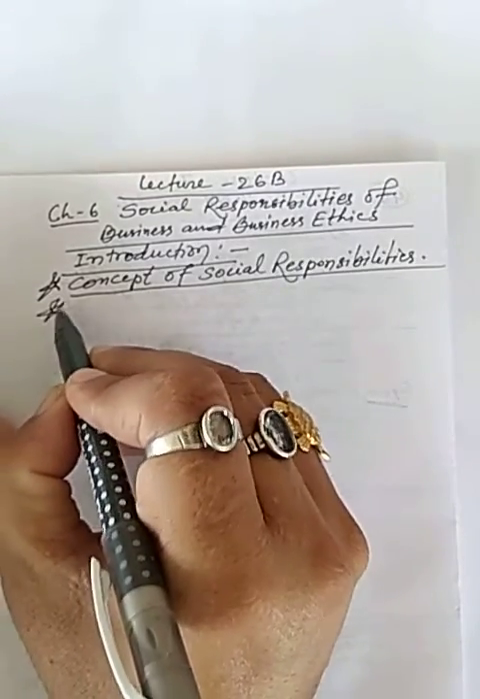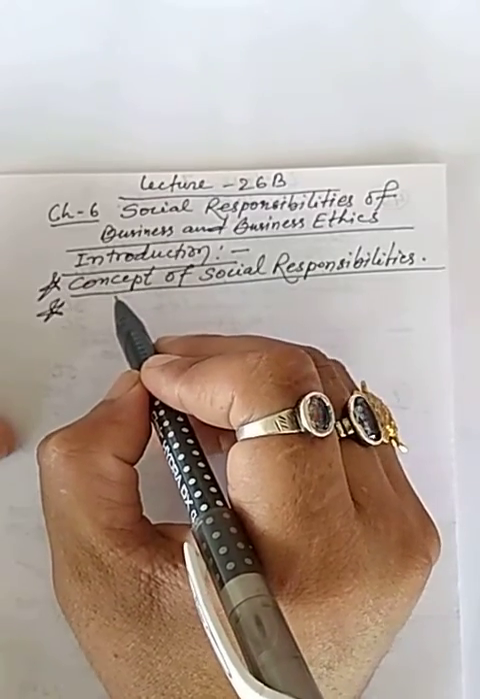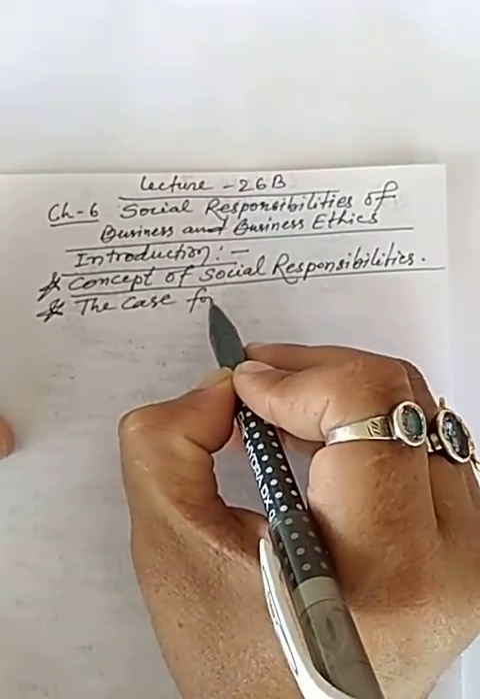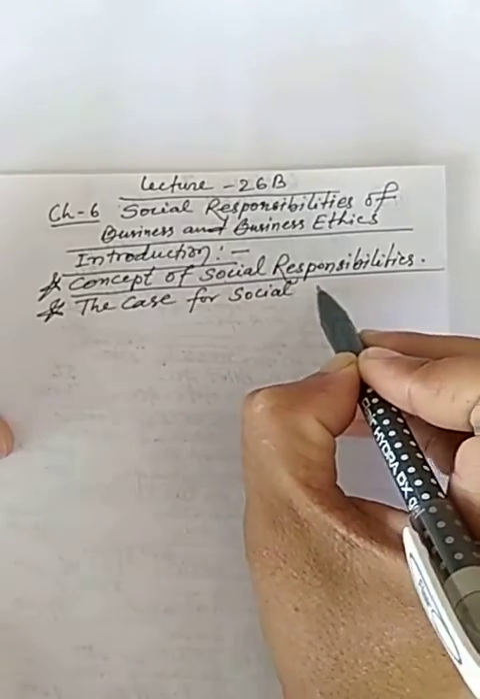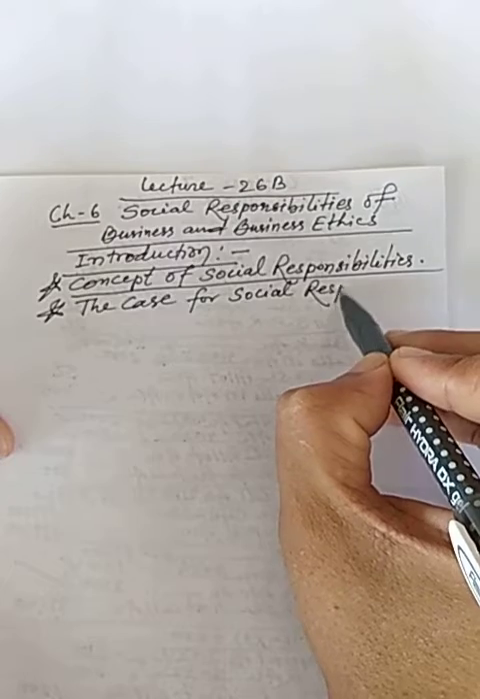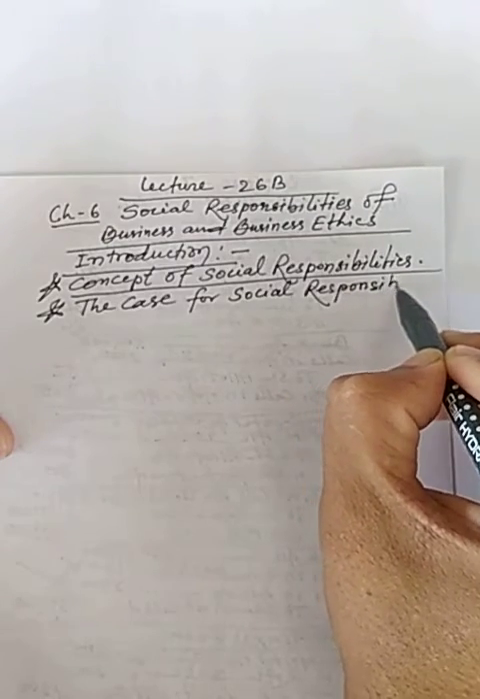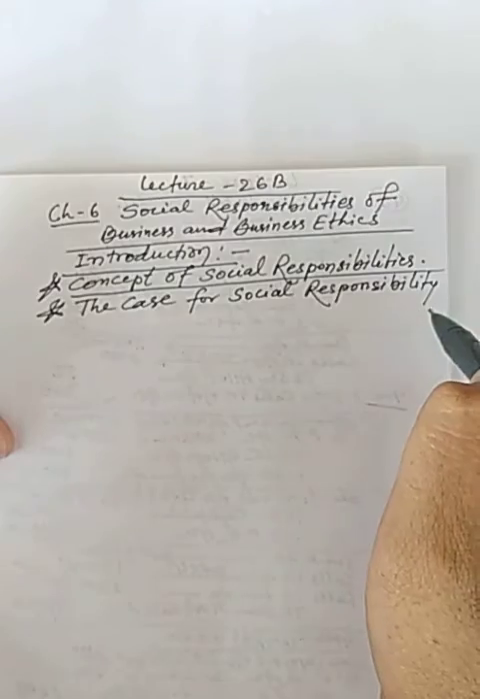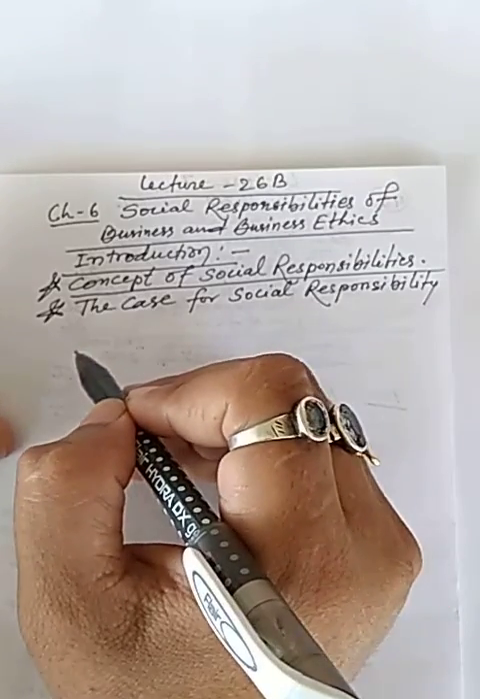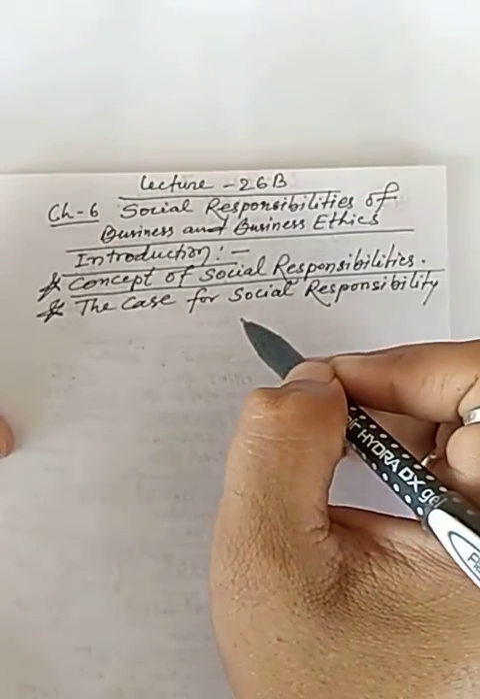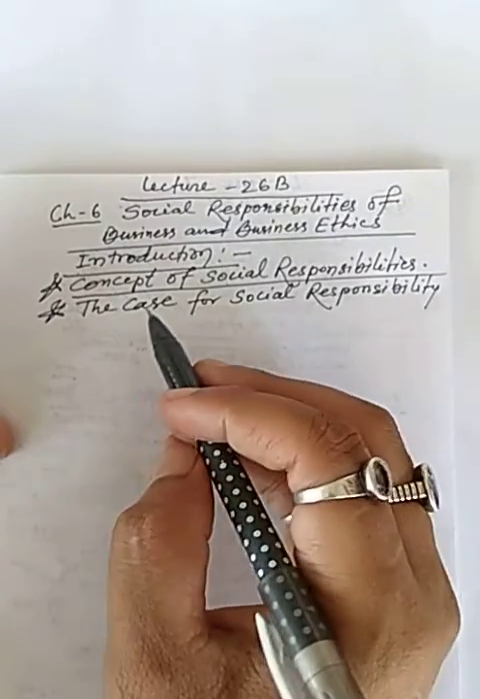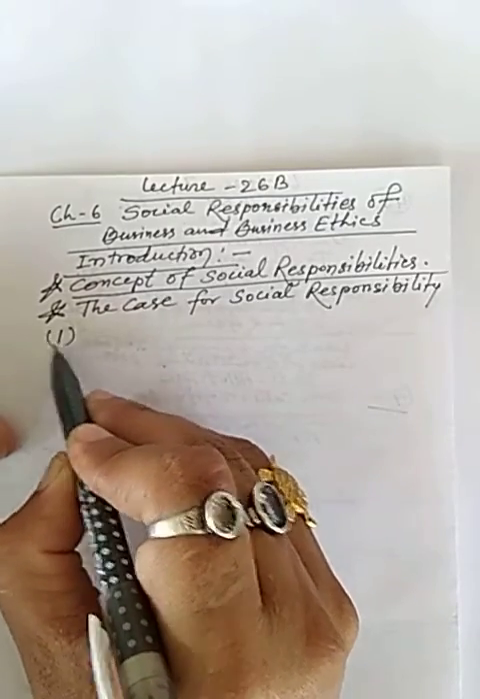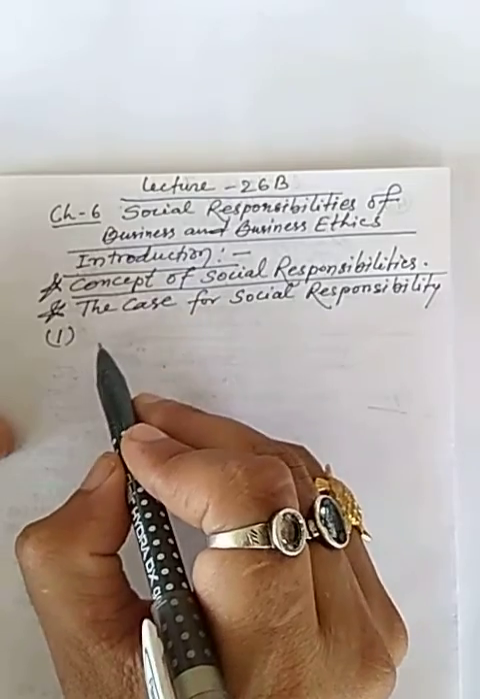Next thing is the case for social responsibility. A businessman must perform social responsibility because of the following reasons. First reason is self-interest.